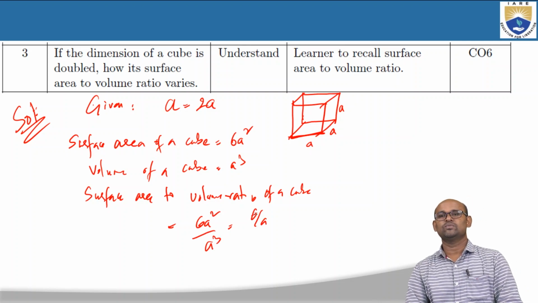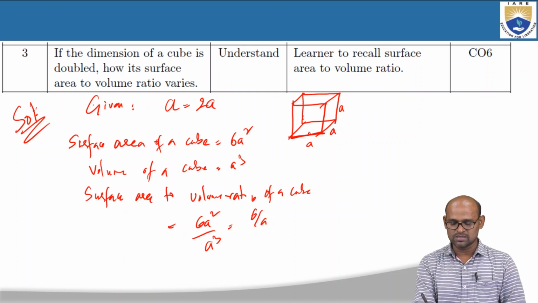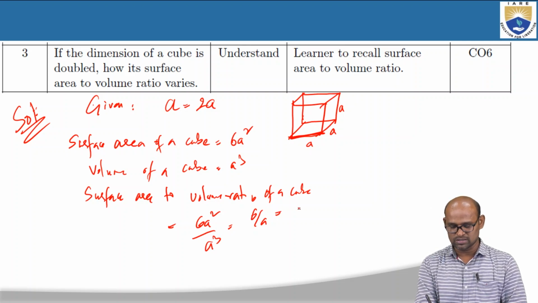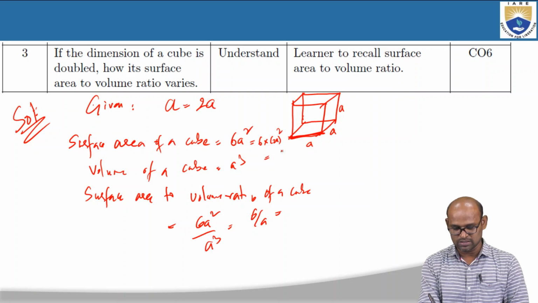So the surface area to volume ratio for a cube is 6 by a, but now they have mentioned that the length of each side is doubled. So wherever you have a, you replace it by 2a. So now I have 6 into 2a whole square, that is 6 into 4a square, which is 24a square. So the surface area will be 24a square and the volume, 2a cube, will be 8a cube.